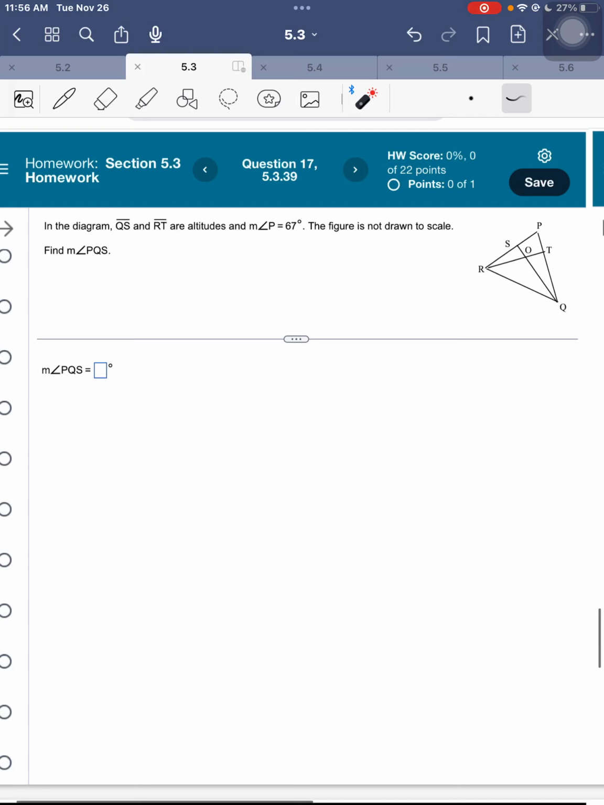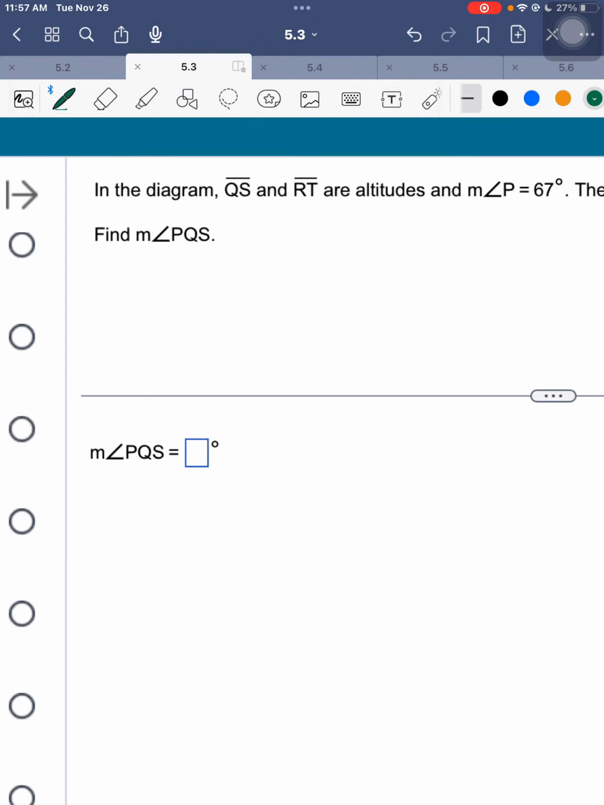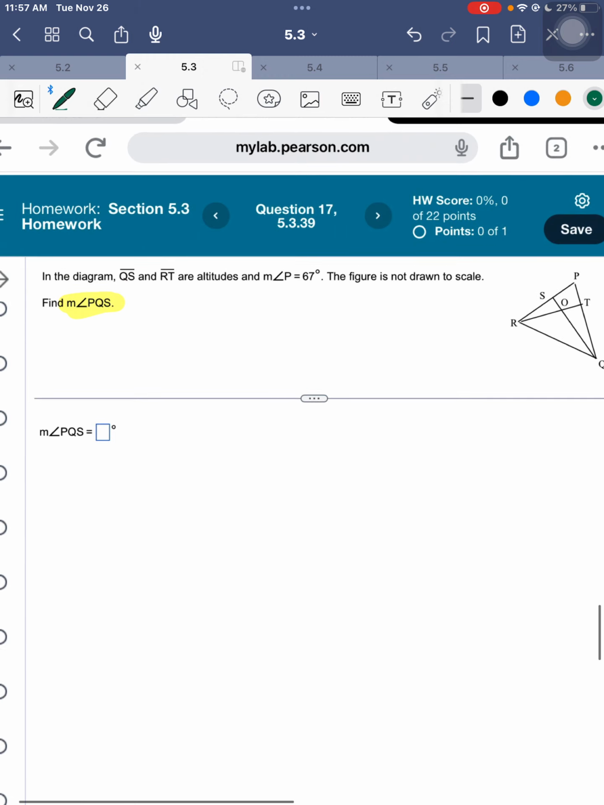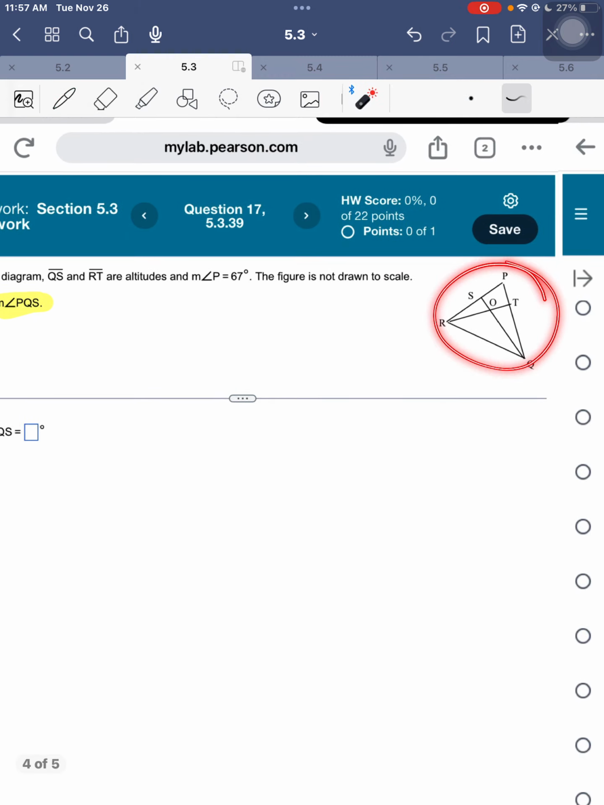Okay. So in the diagram, line segment QS and line segment RT are altitudes, and the measure of angle P equals 67. Find the measure of angle PQS. Okay, so if I want to find an angle, I'm going to start drawing some angles on my triangle, because that's a lot of information, and I have nothing given to me. Like, there's literally nothing here.